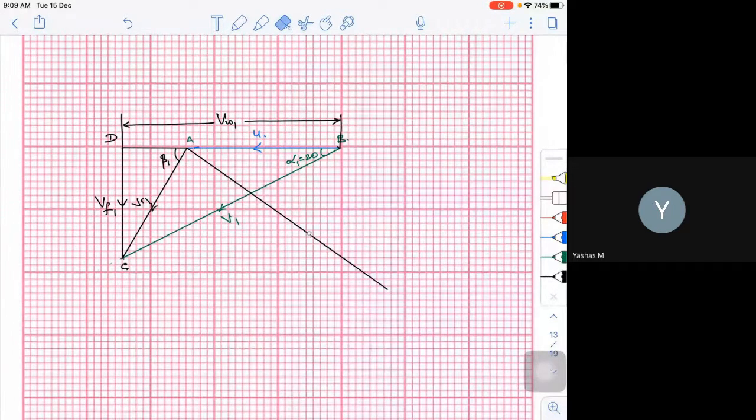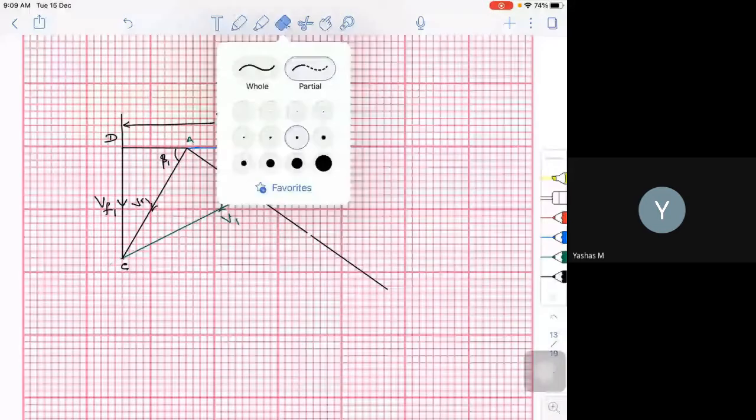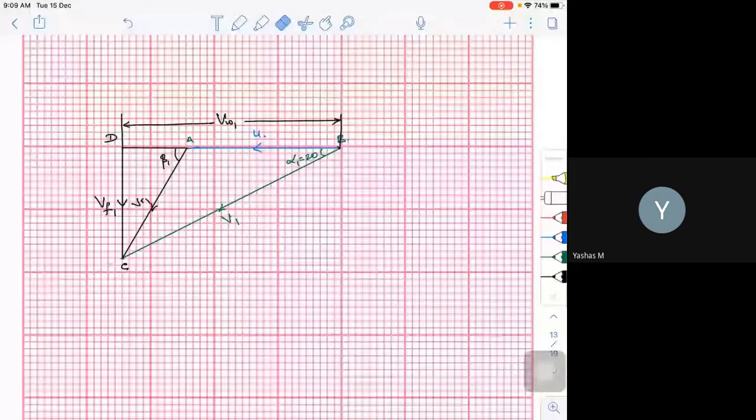What you are supposed to do is draw a line with beta 2, with length 0.9 times your VR1. So VR1, if I get around 300 meters per second, 6 centimeters, then 6 into 0.9 is around 5.6 or 5.7. So you take 5.7 or 5.9 centimeters with 32 degrees like this. This is beta 2, and this is my VR2.